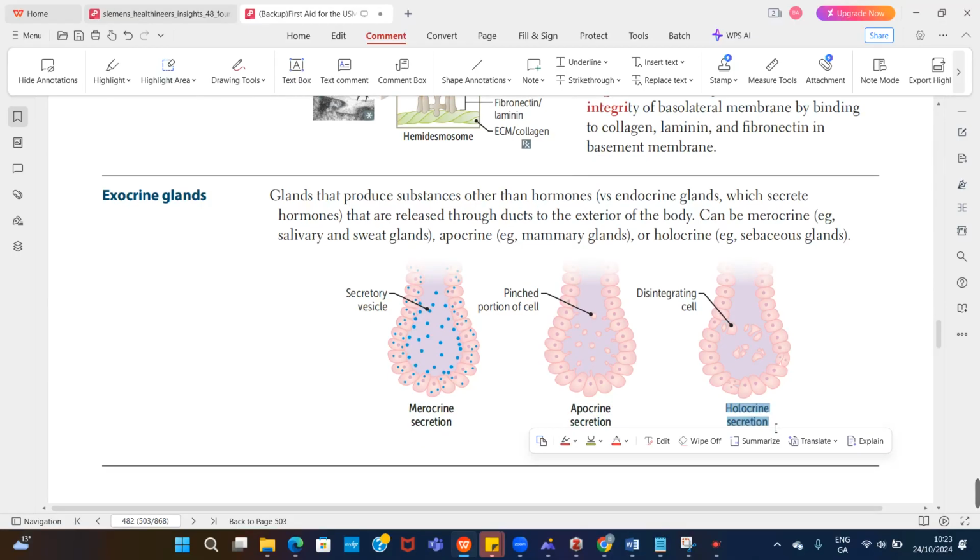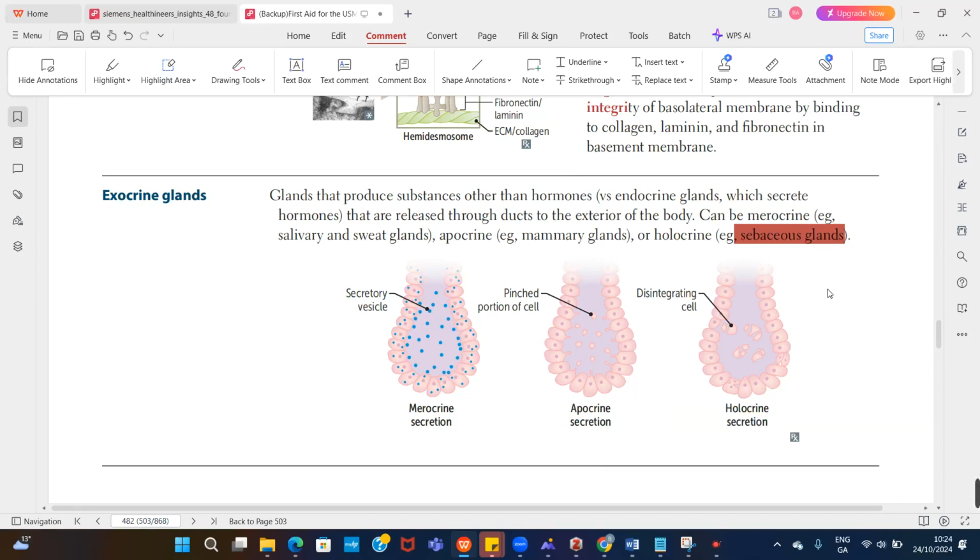Now, I'm going to start with the holocrine secretion. When you hear the word holo, it sounds like oil. Holo, oil, holo, oil. So an example of an exocrine gland that uses the holocrine secretion mechanism is something that produces oil, and the sebaceous gland should pass for that, right? Because sebaceous glands produce sebum, and sebum is oily. So holocrine, sebum, sebaceous gland.